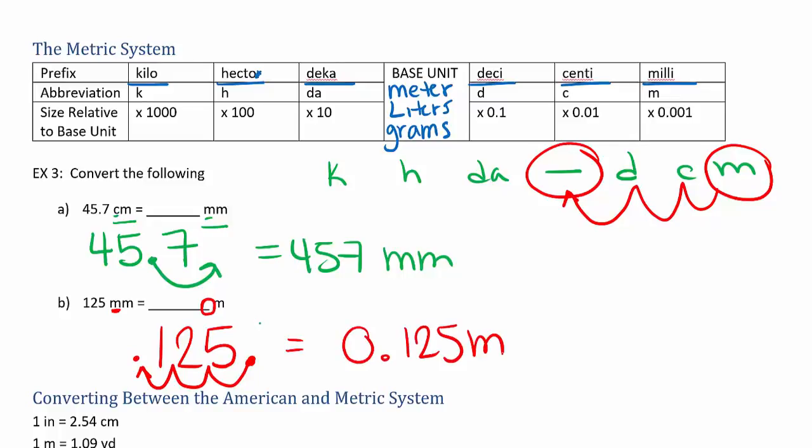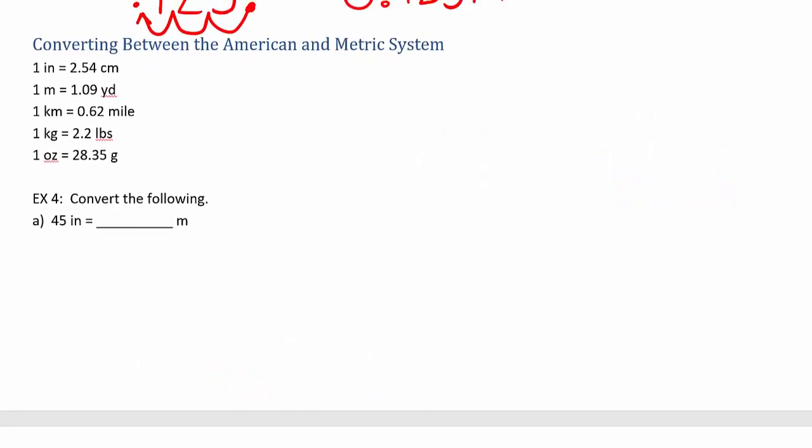Now this only works because in the metric system, all of the unit conversions are powers of 10. That's why we can just move the decimal. Unfortunately, if we're going between the American and the metric system, we don't have powers of 10. We're going to have to do these problems the same way we did the earlier problems in this example, using that dimensional analysis. So if I want to convert 45 inches into meters, I would start by just writing down that 45 inches over 1.